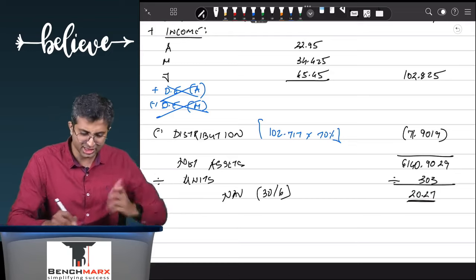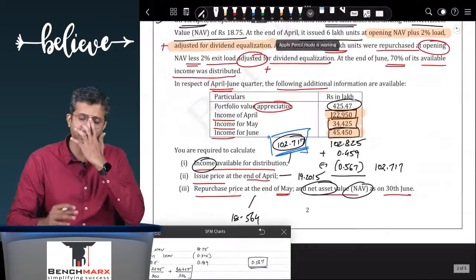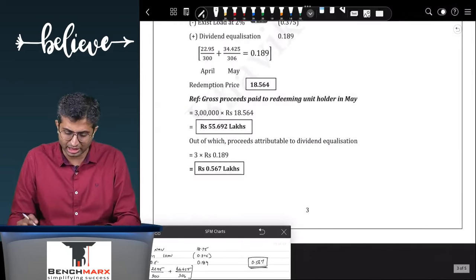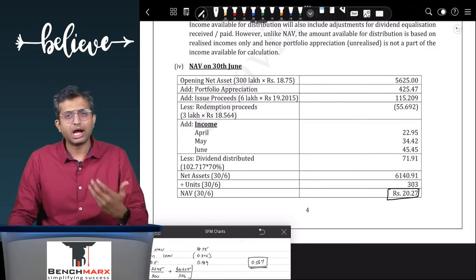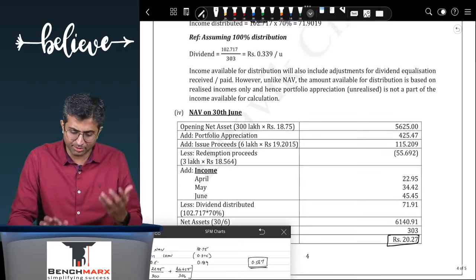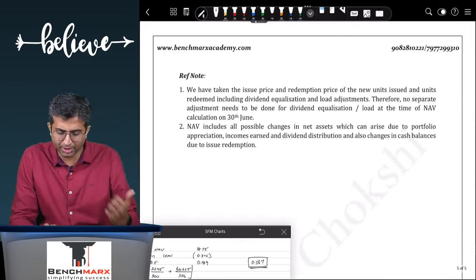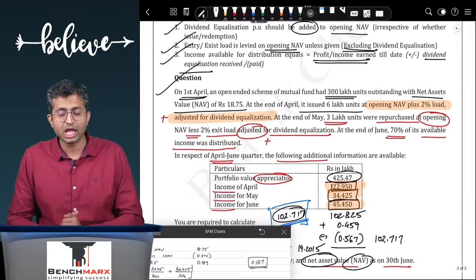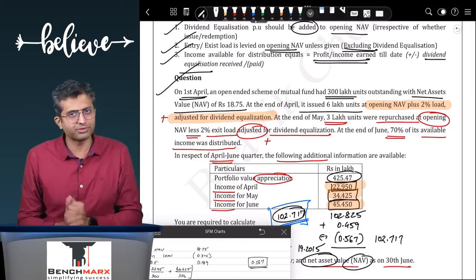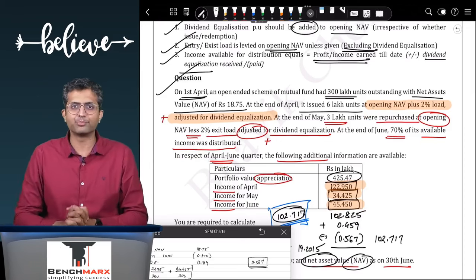We have tried to discuss this in covering all the concepts and in the best possible time. So this is 20.27. You can refer the theory. I've given some reference notes on why a particular thing is taken in a particular way. So you can refer that for your reference. But I think you get a gist of the concept, hopefully.